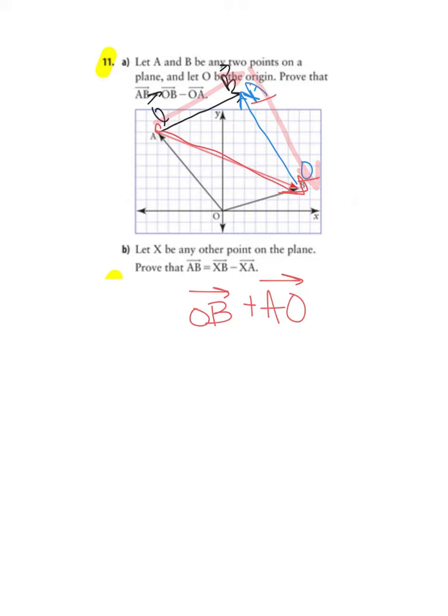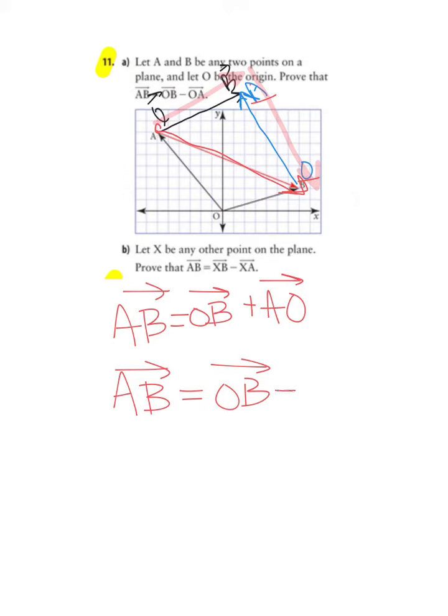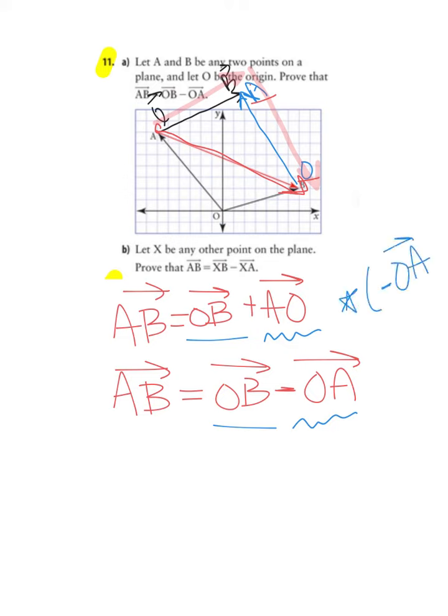Now this question says that I need to prove, that's vector AB by the way, that vector AB is equal to OB minus OA. So I'm pretty close. I've got OB, but this one says plus AO and this one says minus OA. Now we know that if I have vector AO, it is the exact same as a negative OA. It's just the exact opposite vector. So really, this is the exact same thing.